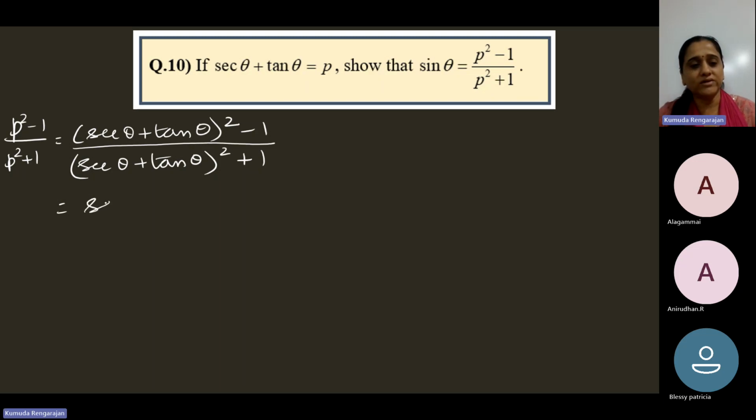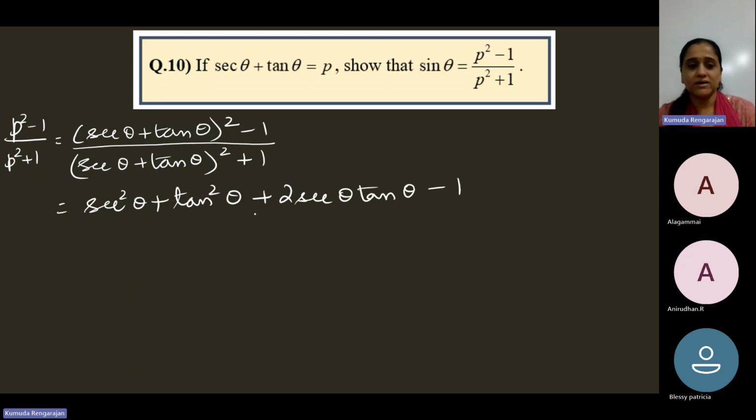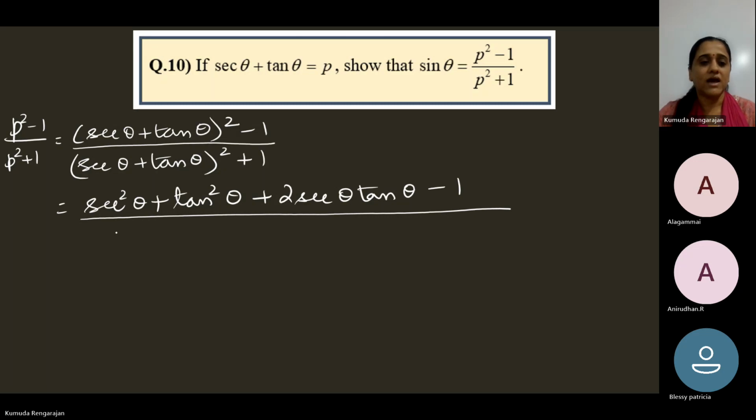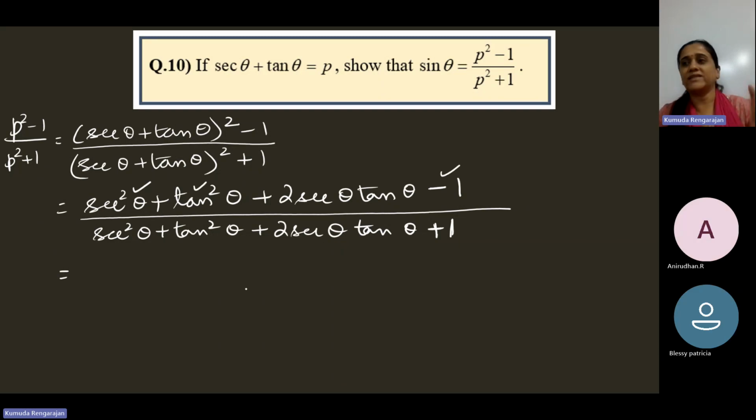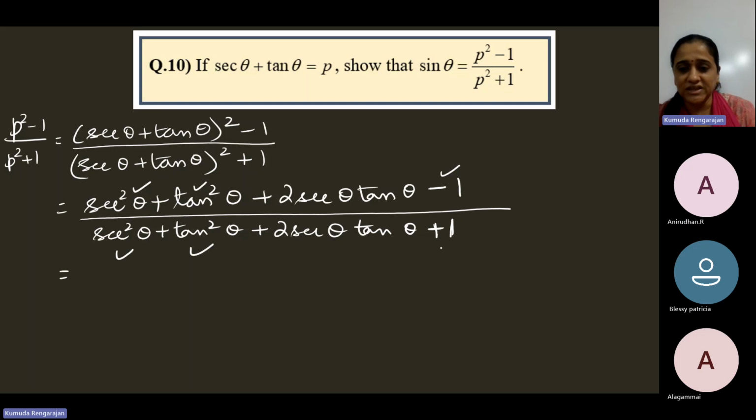So a plus b the whole square is a square plus b square plus 2ab, 2 secant theta tan theta, and that minus 1, which is outside, divided by, again the same thing, a square plus b square plus 2ab, 2 secant theta tan theta, plus 1. So we expanded. Now we've got secant square theta and all that. Now, since we have a minus 1 and plus 1 here, try to group the secant square theta and tan square theta.